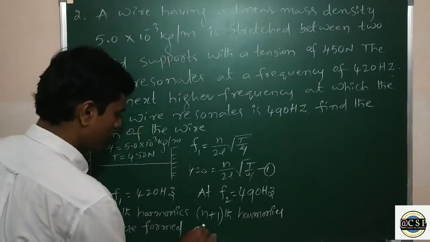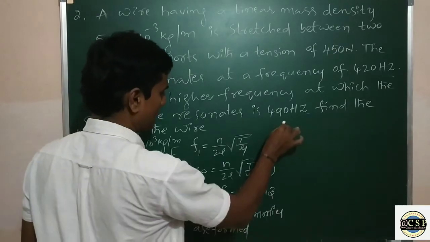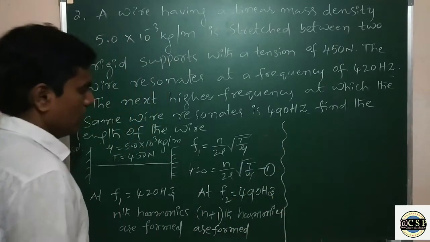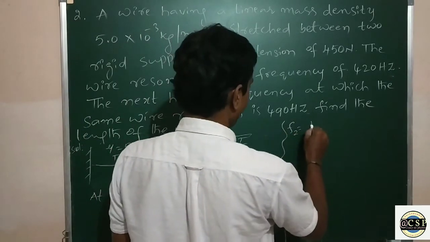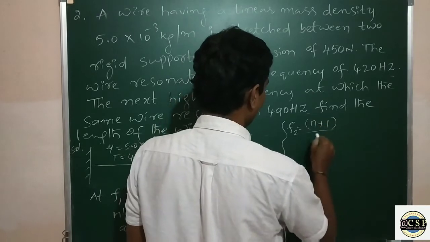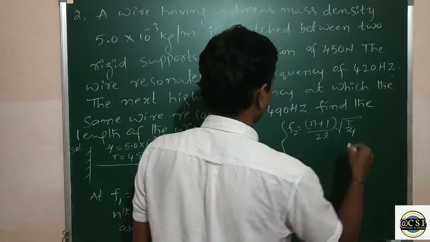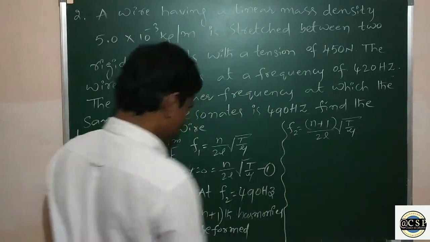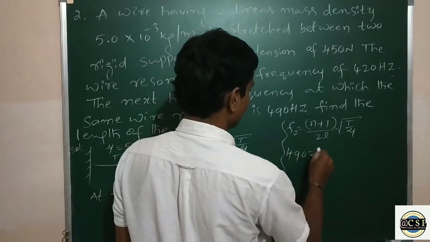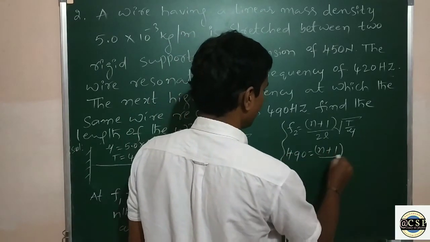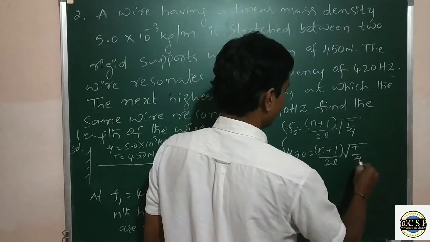Harmonics are formed. And here is F2, the frequency of the (n+1)th harmonic, which is (n+1) divided by 2L root T by mu. We know that F2, 490, is equal to (n+1) by 2L into root T by mu.